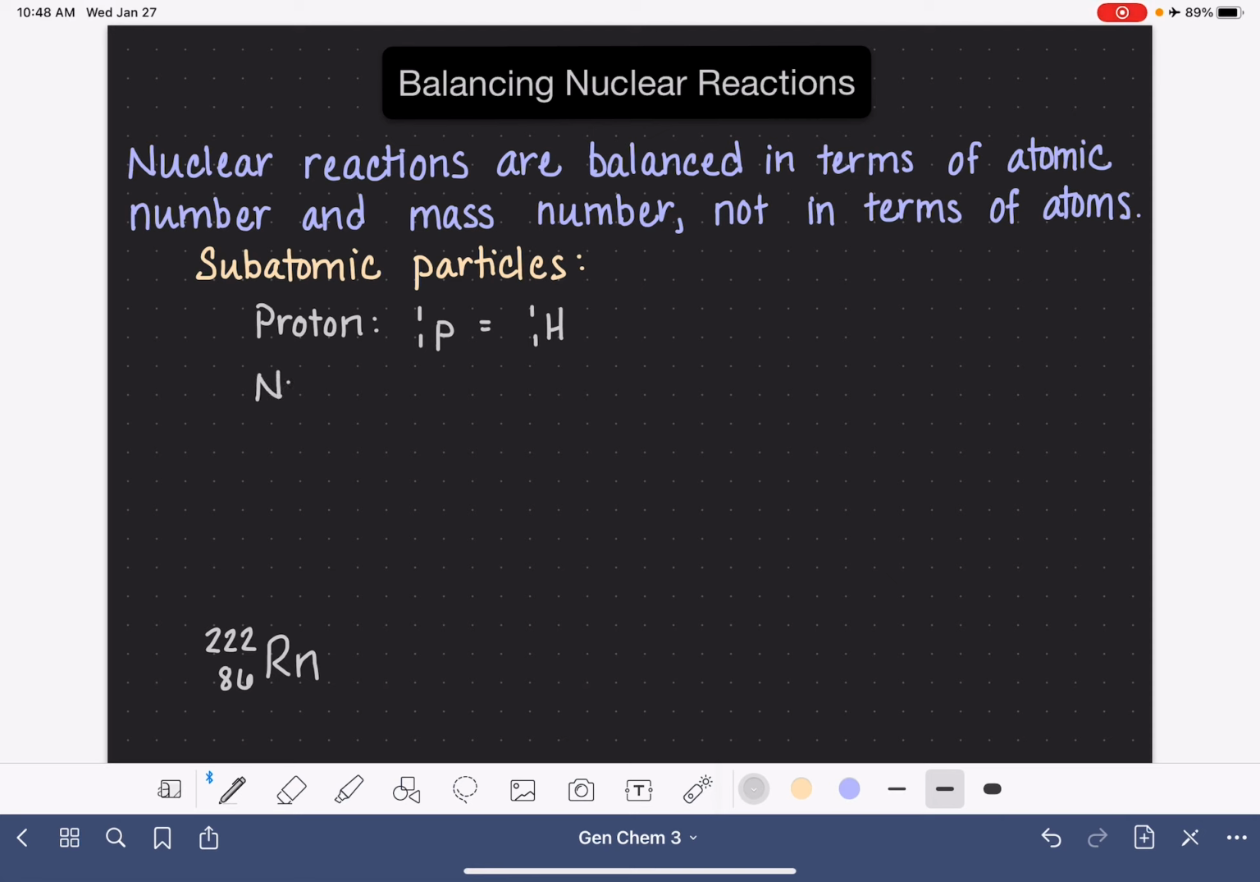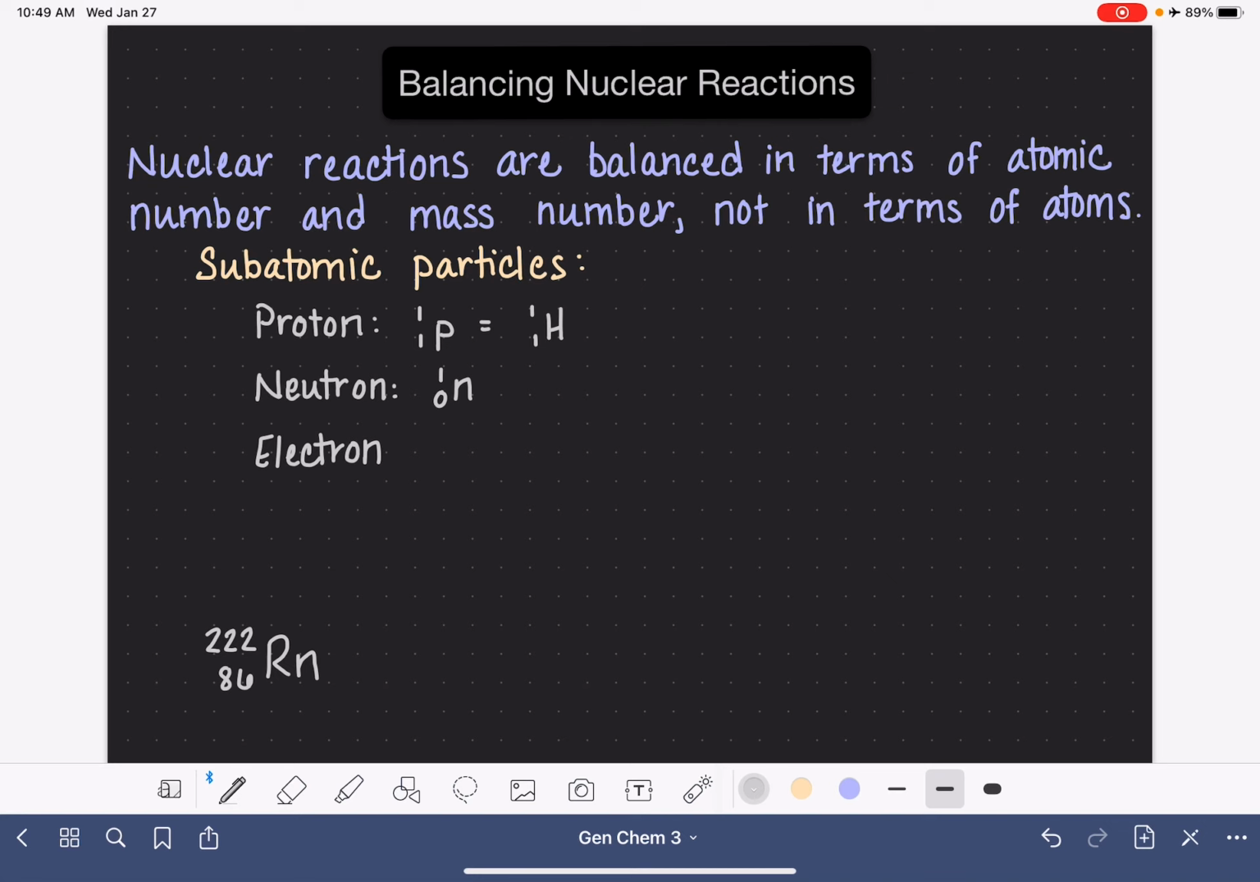Another subatomic particle that you're familiar with and that you will see in balancing nuclear reactions is the neutron. The neutron, as you know, has the symbol of lowercase n. There are no protons in a neutron, so the number of protons, the atomic number, is 0. There is 1 neutron, so the mass number, protons plus neutrons, is 1, and there is no other symbol for neutron. We also have the electron.